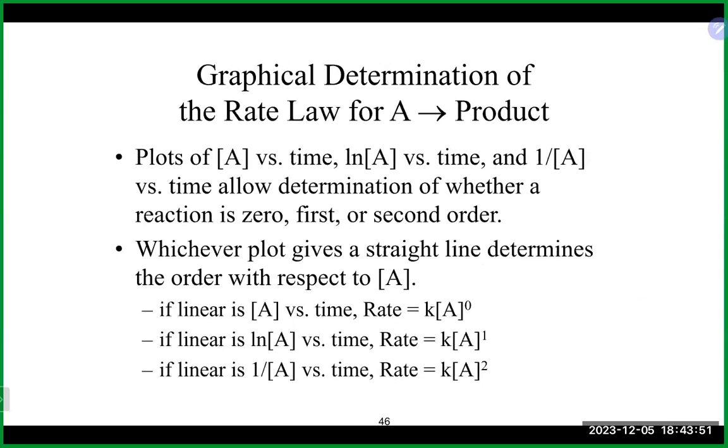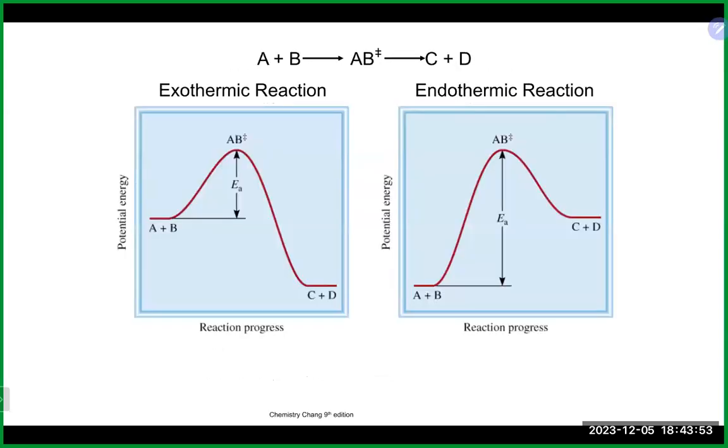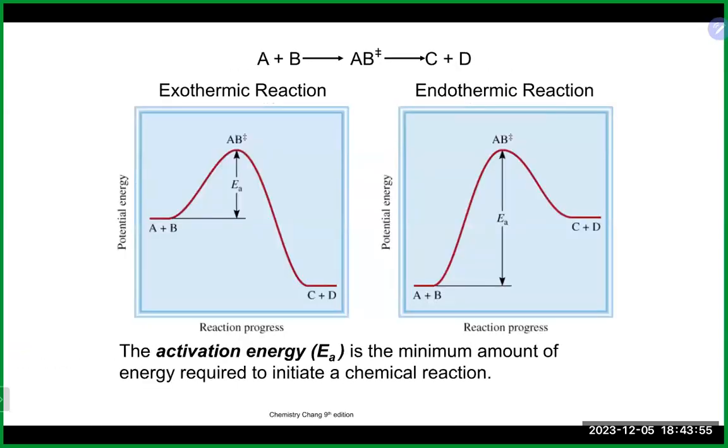All right, the last thing we're going to talk about here in kinetics is the idea of temperature and how it affects the rate law or the rate. These are energy diagrams, and there are two different energy diagrams here. One's an exothermic reaction, which means energy is being given off, and one's an endothermic reaction, which means overall energy is being absorbed. This is our reactants, that's our products.